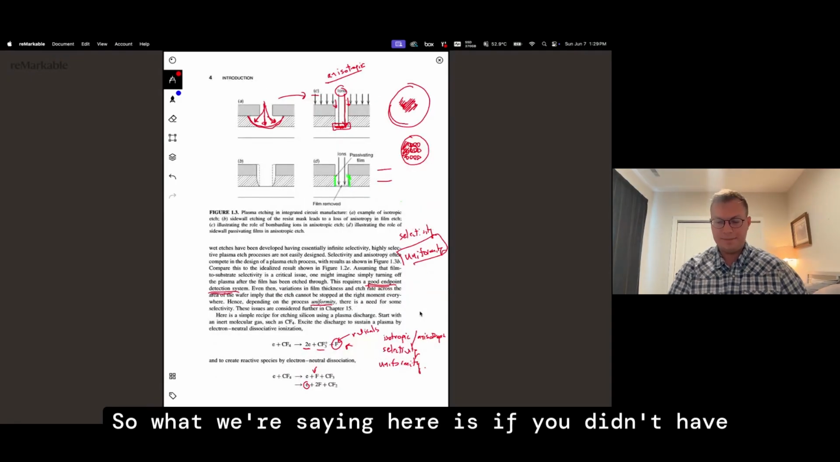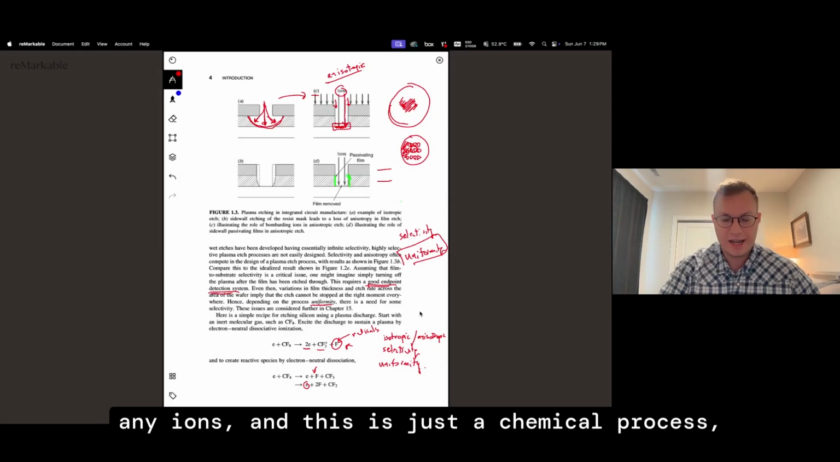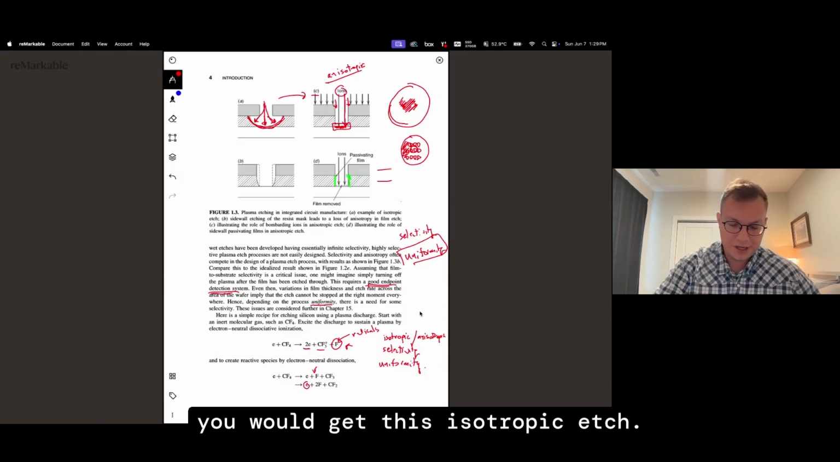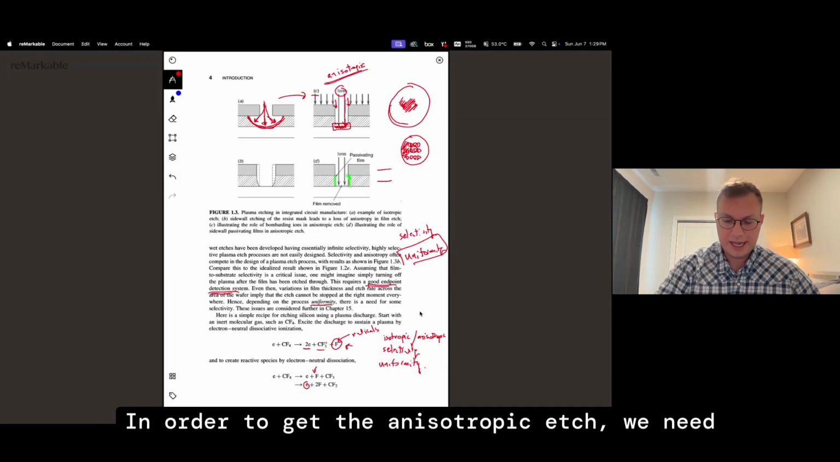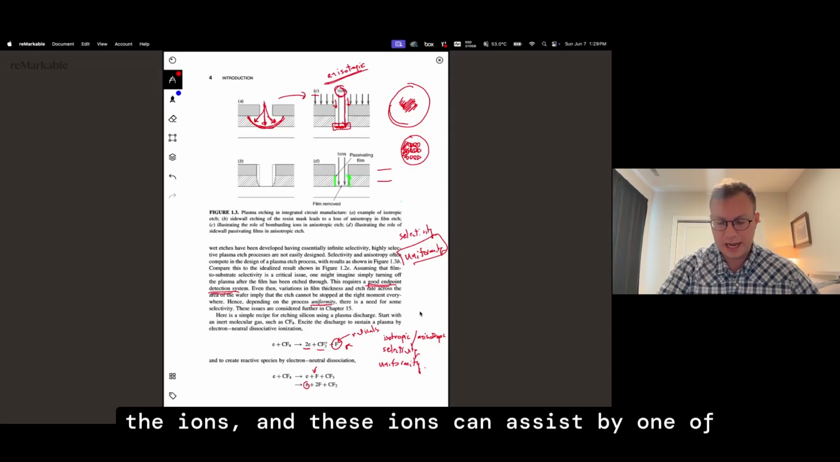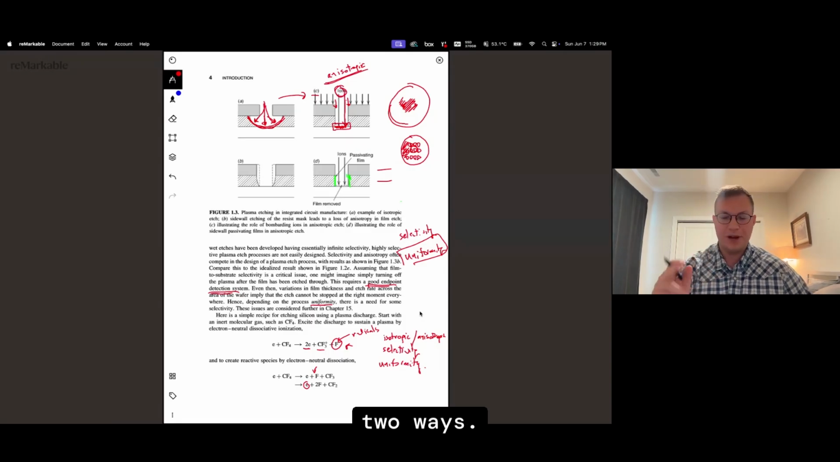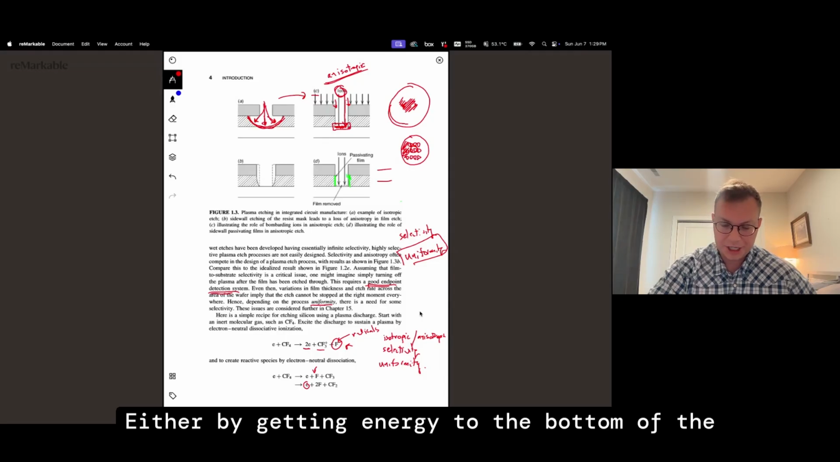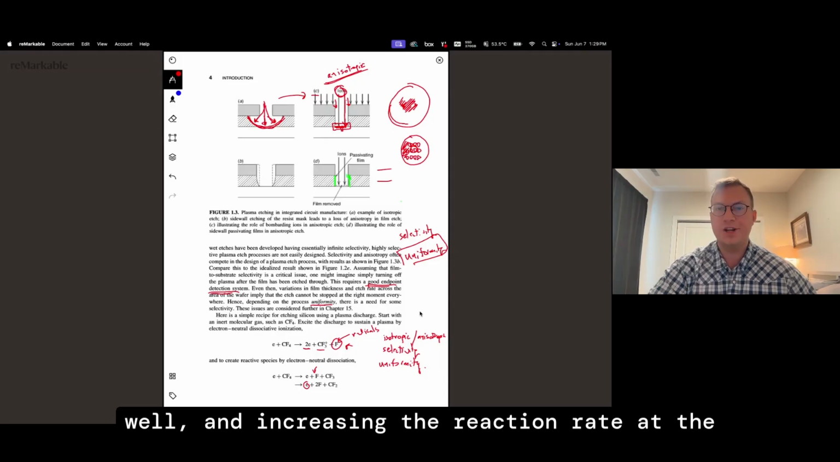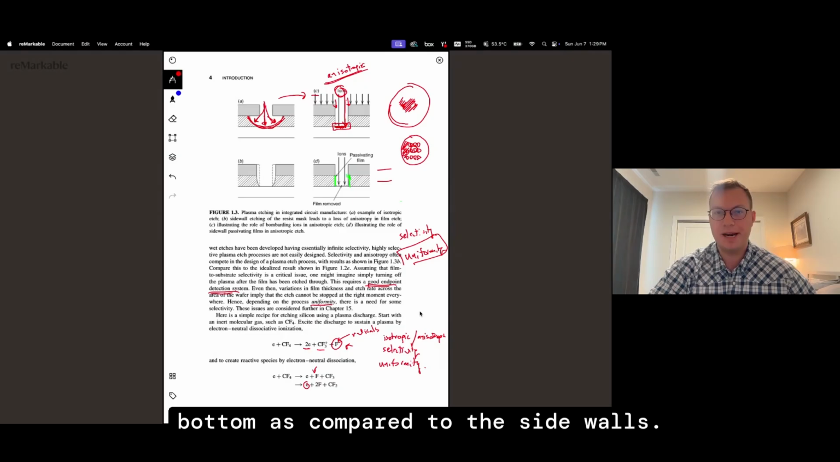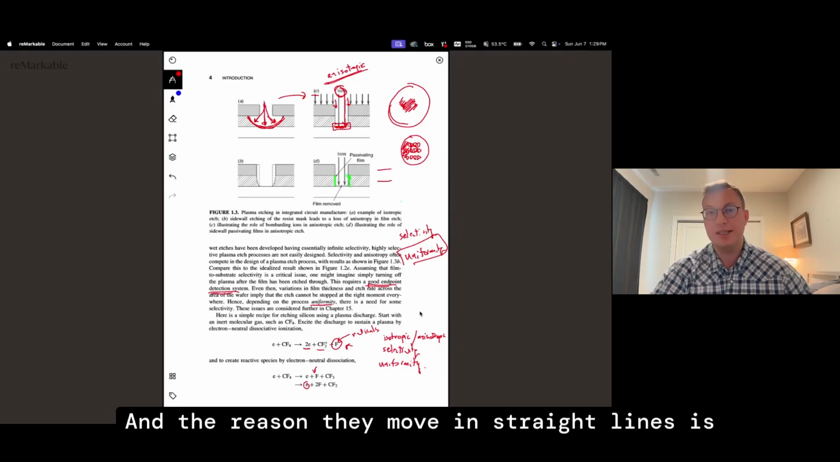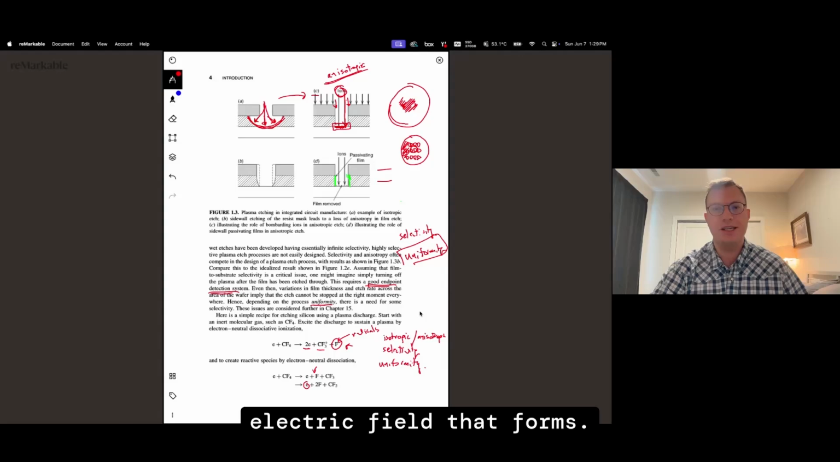So, what we're saying here is if you didn't have any ions, and this is just a chemical process, you would get this isotropic etch. In order to get the anisotropic etch, we need the ions, and these ions can assist in one of 2 ways: either by getting energy to the bottom of the well and increasing the reaction rate at the bottom as compared to the sidewalls. And the reason they move in straight lines is because of their charge, they respond to the electric field that forms.